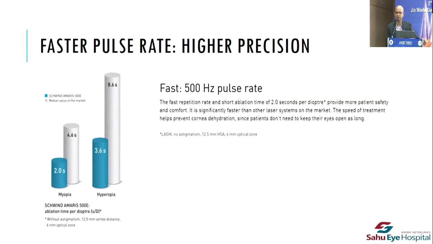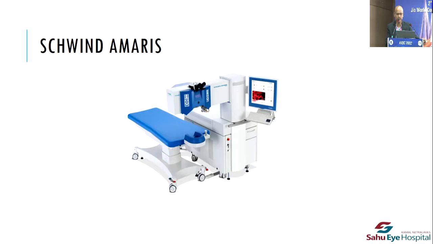Now, what are some of these features? It's got an extremely fast pulse rate. In fact, here I've mentioned 500 hertz, but the newer machines have 750 and 1050. So it takes hardly 2 seconds per diopter in myopia.